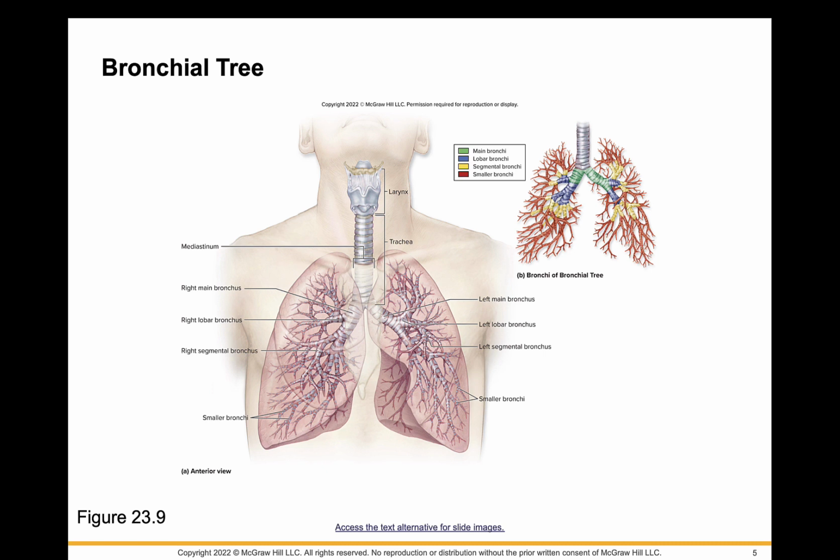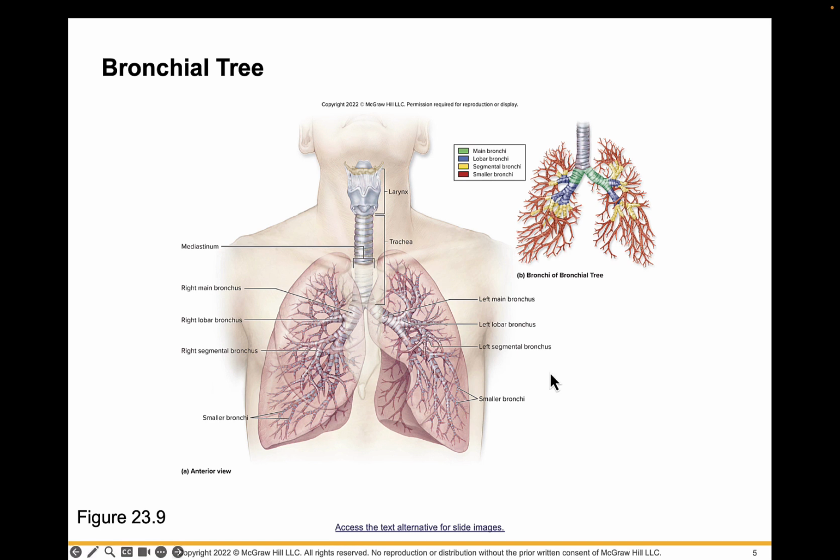Now here we can see the bronchial tree, and we can go deeper and deeper into the lungs and the bronchi as we go further down. The terminology they're using here is a little different than what we used in lab. They're using the terms main bronchi, lobar bronchi, segmental bronchi, and then smaller bronchi. We go with primary, secondary, and tertiary bronchi. Either of these names is correct, so feel free to interchange.